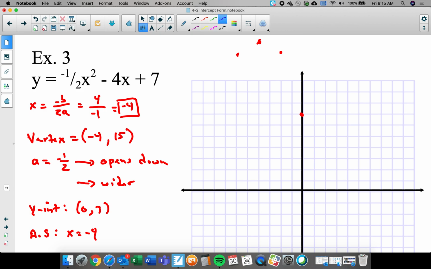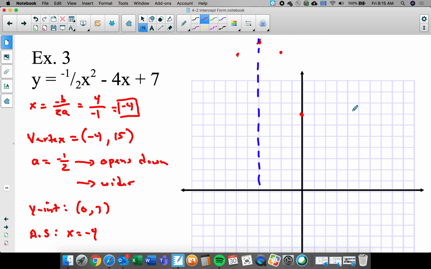I'm going to add in my axis of symmetry, because when I add that axis of symmetry in, I can use that as my line of reflection. So I can take this y-intercept and just match it up over here to get another point that I know is on the parabola. So it's a little bit better, more accurate sketch.